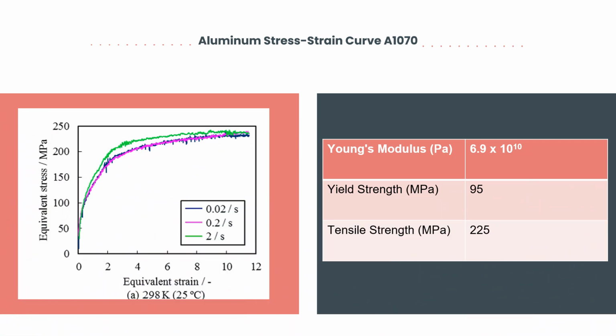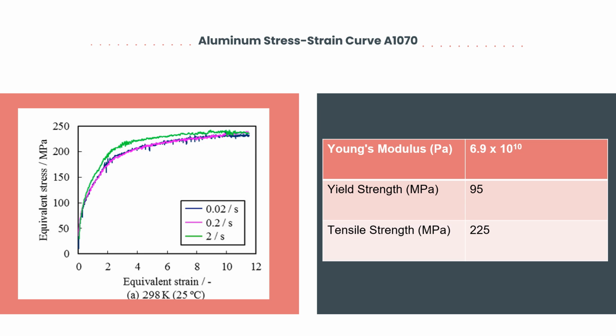As you all heard a few slides back, Young's modulus is the slope of the elastic portion of the graph. Aluminum has an elastic modulus of 6.9 times 10 to the 10th power, or about 69 billion pascals, which is used as a constant in certain calculations.